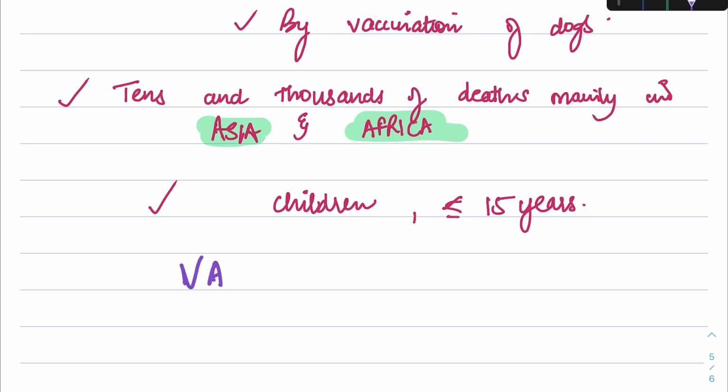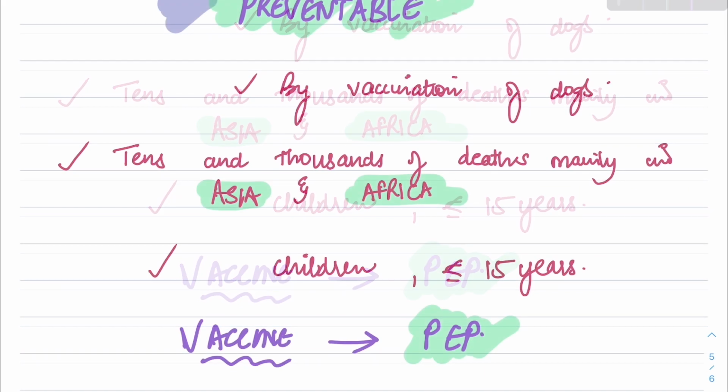Now, there is also a vaccine available for rabies, which is the post-exposure prophylaxis. That is, immediately after being bit by the rabid dog, you can get this vaccine which can prevent the rabies virus from going into the symptomatic stage.